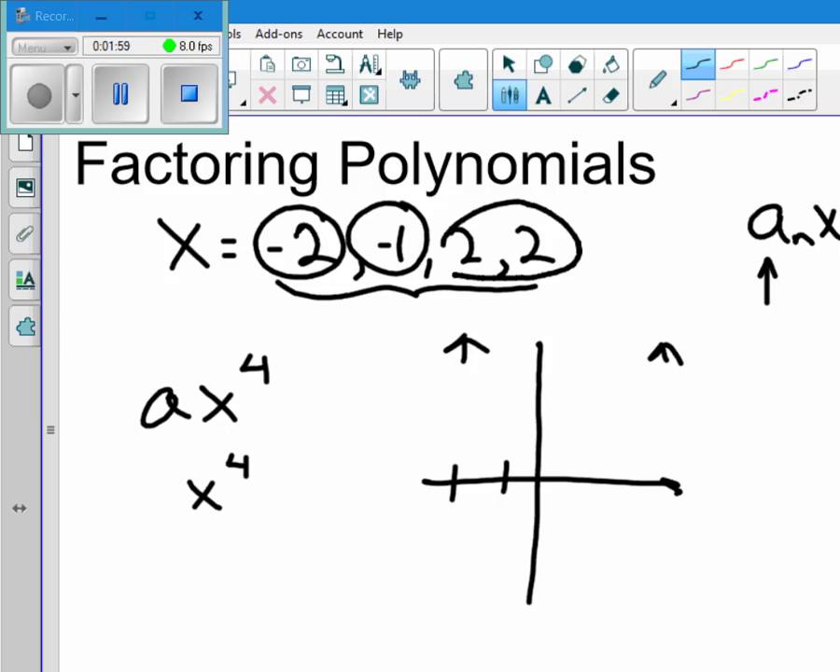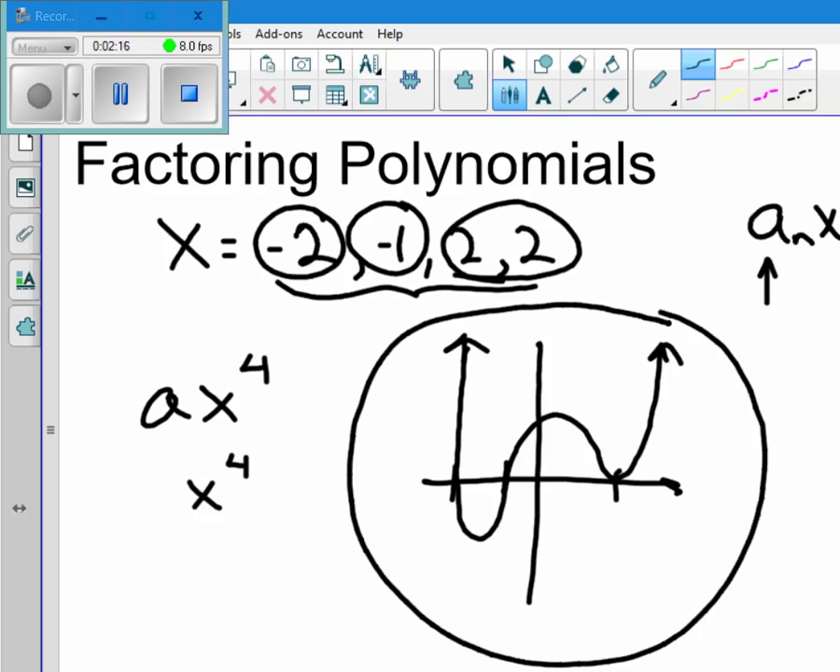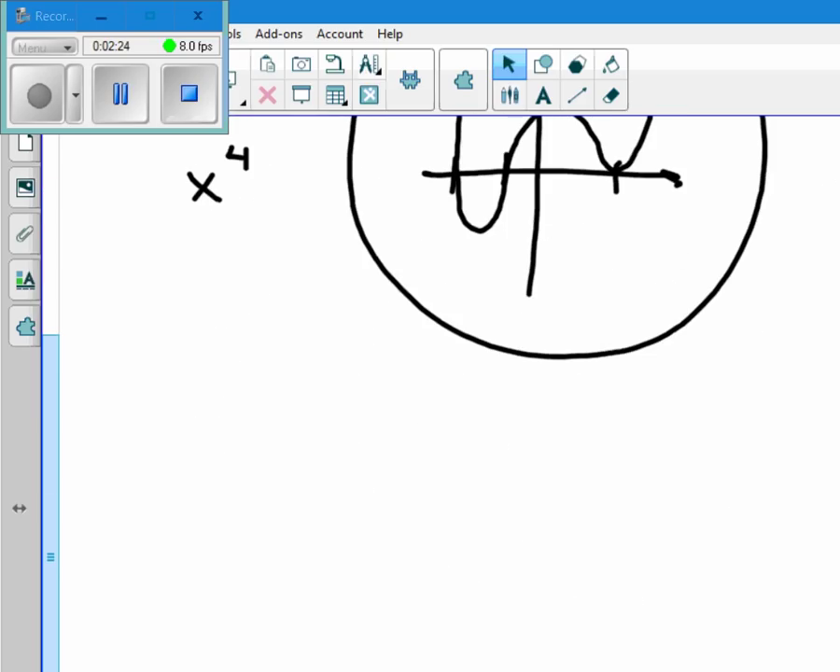And then we see 2 twice, which means that there is a multiplicity of 2, which means that we're going to see a reflection. And so what we have is a graph that in some nature is going to look like what I've drawn here. We may have to play with the values a little bit and the window, but ultimately we're going to see that graph.